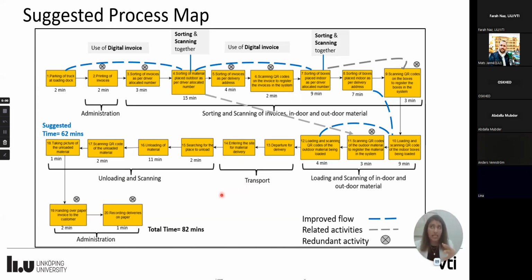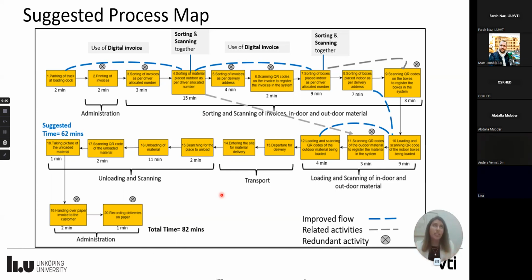Besides this, the scanning is also not that smooth. If we improve the scanning technology, that will help us save a lot of time, because the driver has to make an alignment between the scanner and the label. And besides this, if we standardize the placement of the label, that will also save a little bit of time, because then the driver doesn't have to look for where the label is positioned.